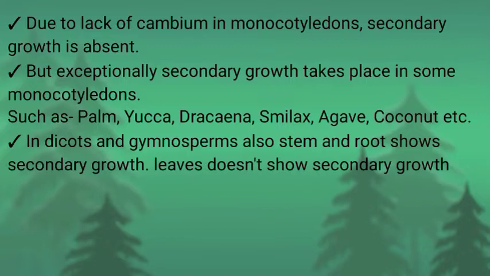But exceptionally, some monocots show secondary growth such as palm, yucca, dracaena, smilax, agave, and coconut. In dicots and gymnosperms also, only stem and root show secondary growth. In those also, leaves do not show any secondary growth.